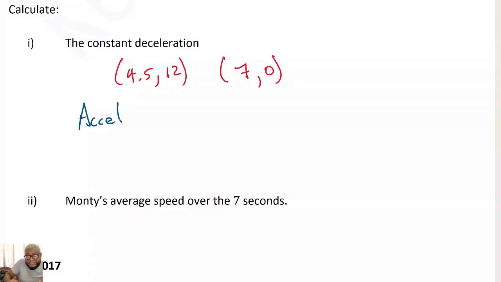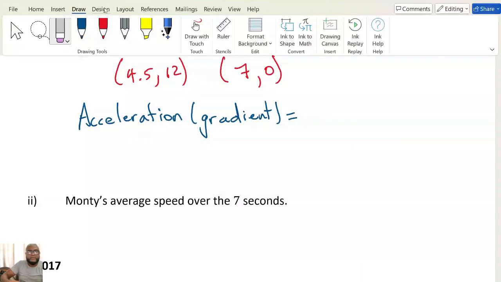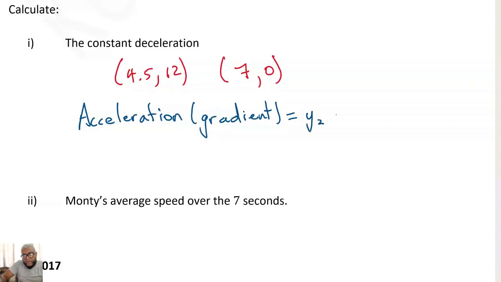So I could simply put acceleration, which is a gradient, right, is equal to y2 minus y1 over x2 minus x1. I'm not going to put any y1 and x1 above for this one, right? All right, this will be y2 minus y1 over x2 minus x1.